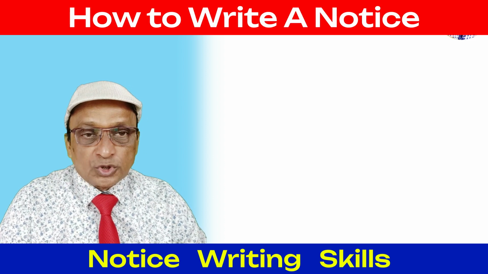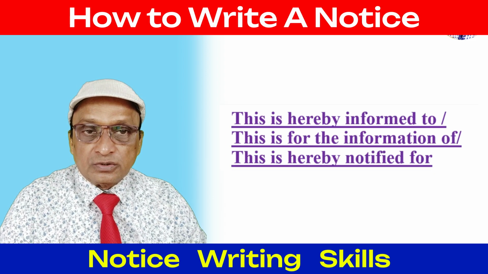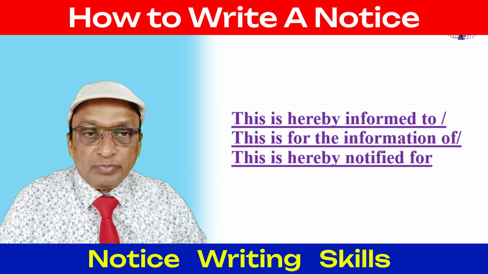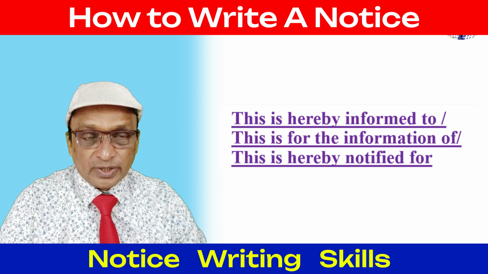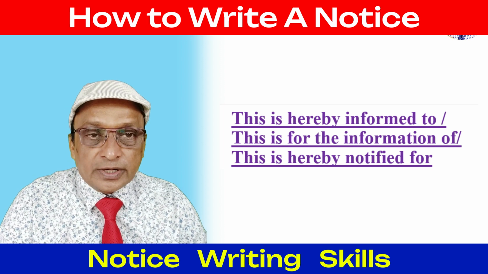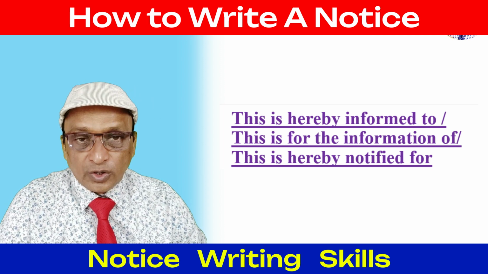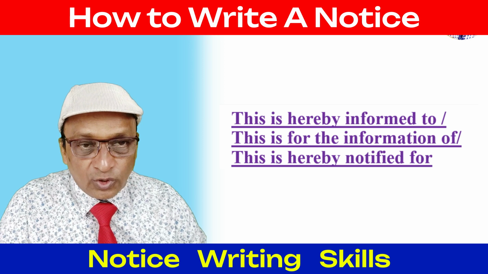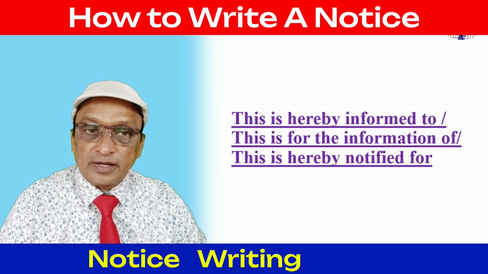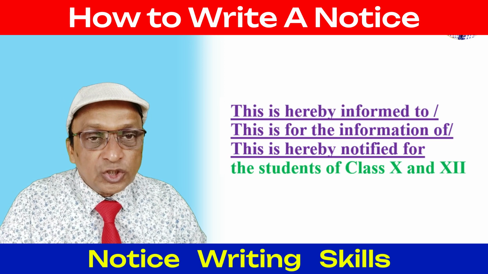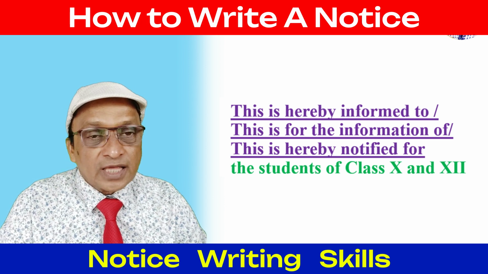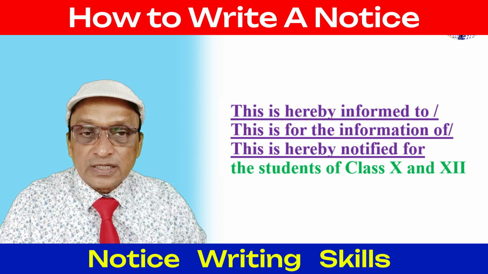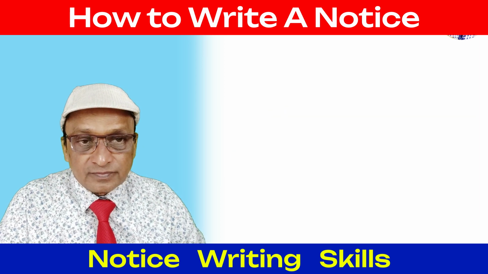In the body, you have to start the notice with a formal expression. I am giving you 3 formal expressions. You may write: This is hereby informed to. This should be the beginning part of the line. Alternatively, you can write: This is for the information of. Or you may write: This is hereby notified for. This is the standard opening line. After that, you have to mention the target group. This is hereby informed to the students of class 10 and 12. Students of class 10 and 12, they are the target groups. So you have to write like this.